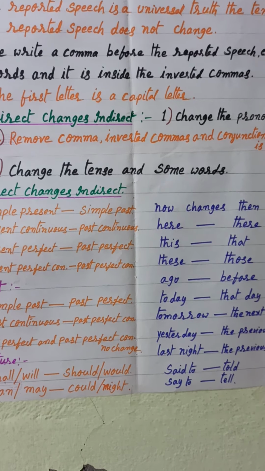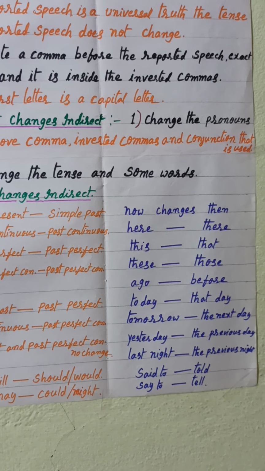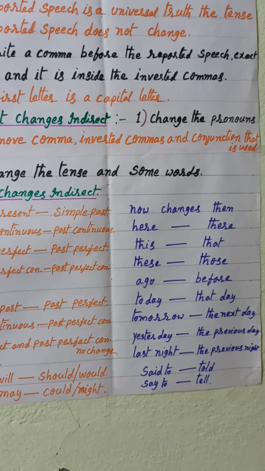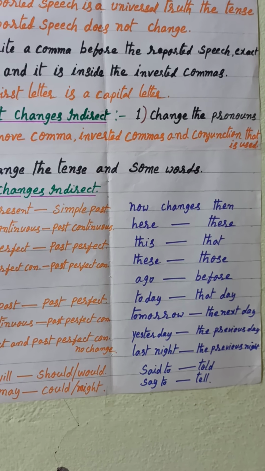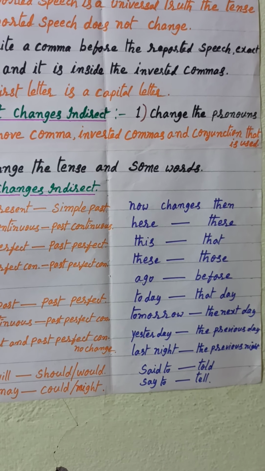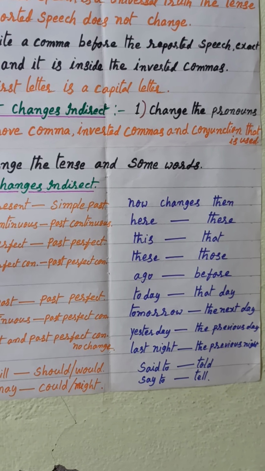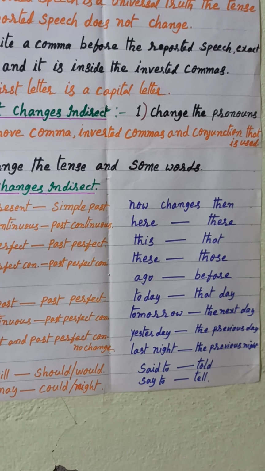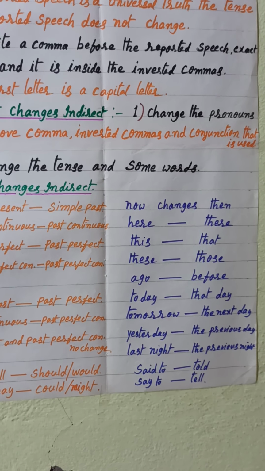They are: now changes to then, here changes to there, this changes to that, these changes to those, ago changes to before, today changes to that day, tomorrow changes to the next day, yesterday changes to the previous day, last night changes to the previous night.